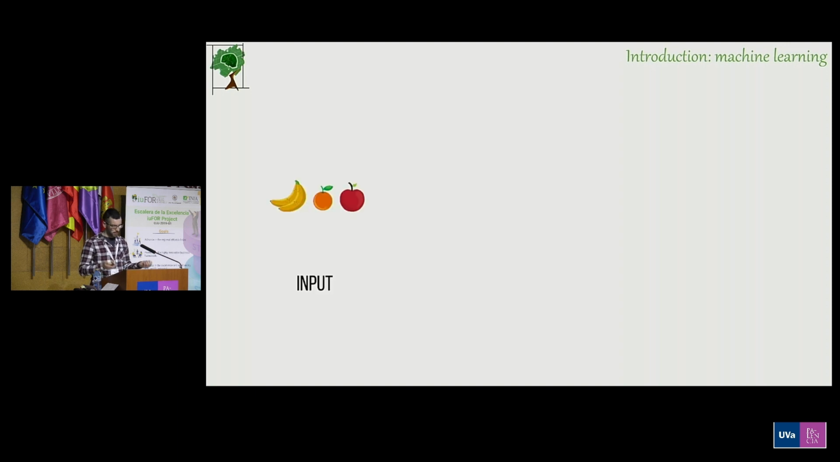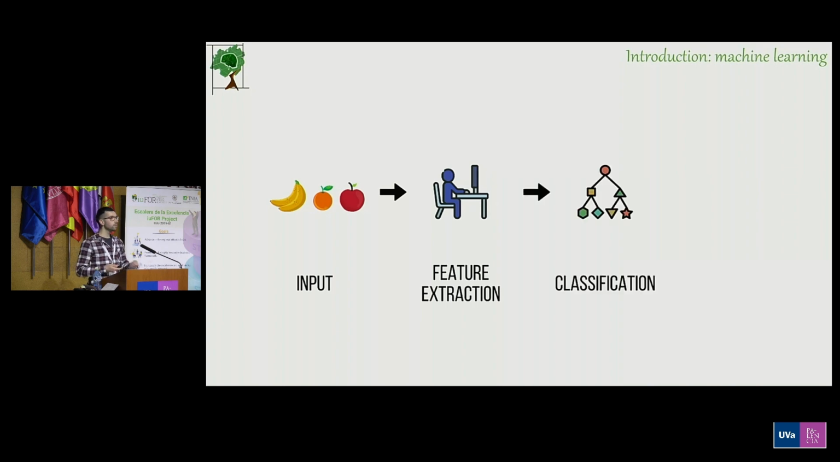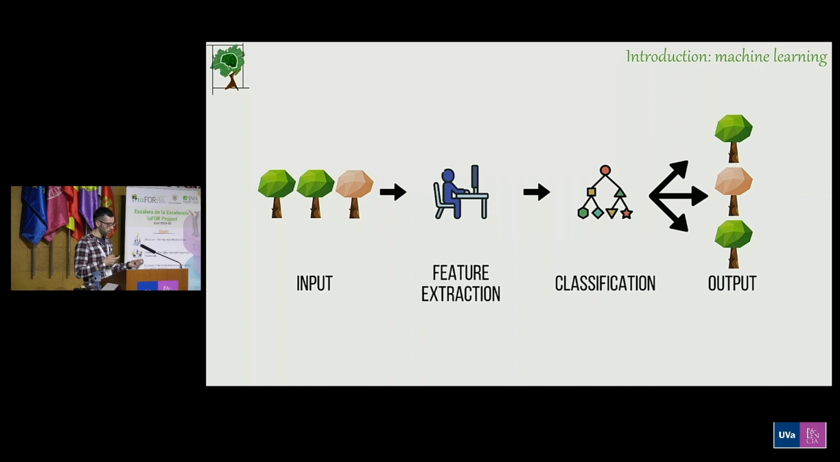And it works like this. We have some input, for instance, some fruits. We extract some features of our input, like, for instance, the color of the fruits. We classify them using different algorithms, and as a result, we have our input perfectly classified, in that case, into different fruits. So what we did was exactly the same, but with trees. We have trees that we know are alive or dead, and let's start with this.